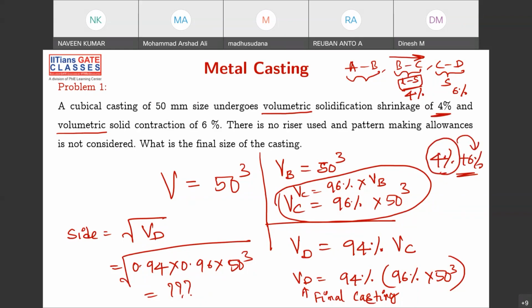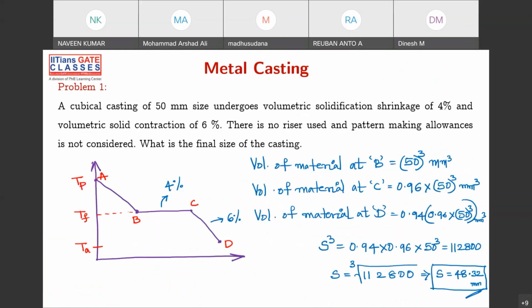Very important. Okay. I have written a very cluttered solution here, but the clear solution is this. When I provide the slides, you'll be able to easily take this. So volume at B is this, volume at C is this, volume at D is this, and finally you can find the side, and the answer is 48.32, which is obviously less.